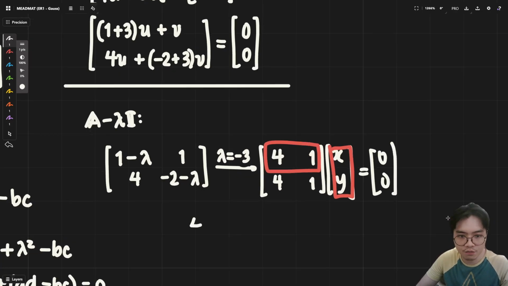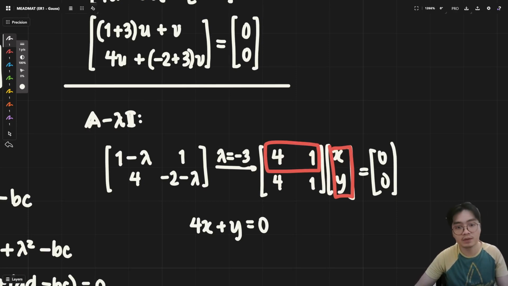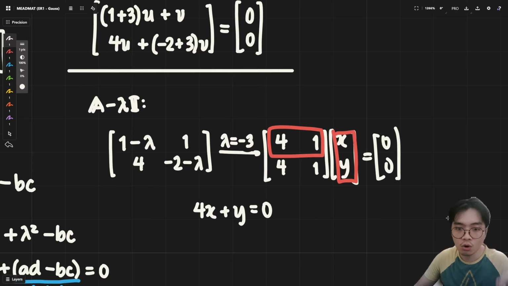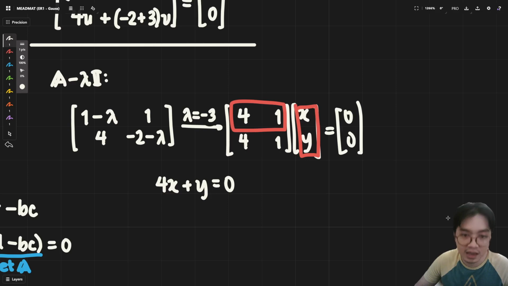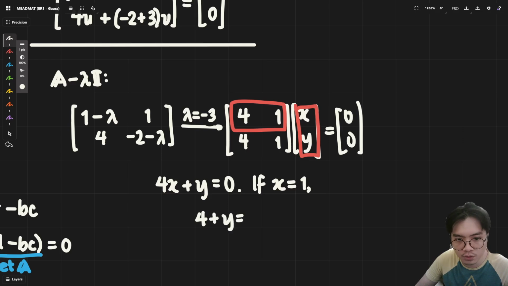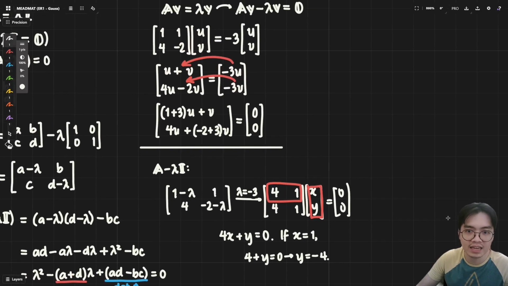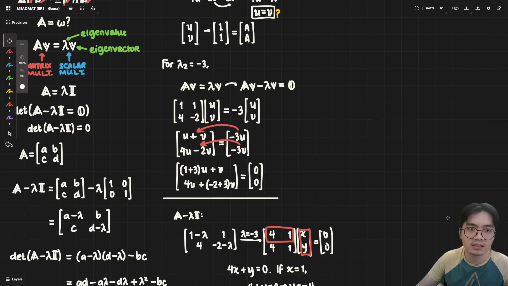Okay, so this is now 4x plus y is equal to 0. And what a lot of people like to do is something like this. They substitute the simplest value possible to either x or y. In this case, x. Okay, so what if your x is equal to 1? So if your x is equal to 1, then 4 plus y is equal to 0. Then your y would be equal to negative 4. And so now, our second eigenvector is possible.